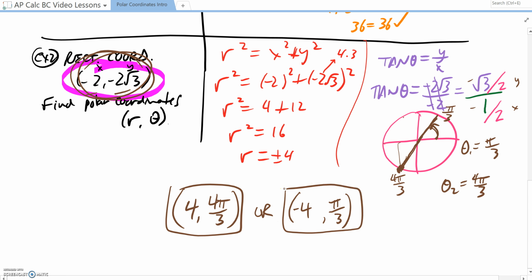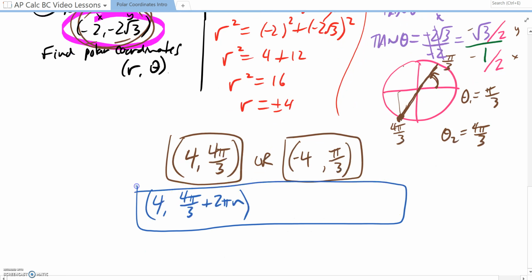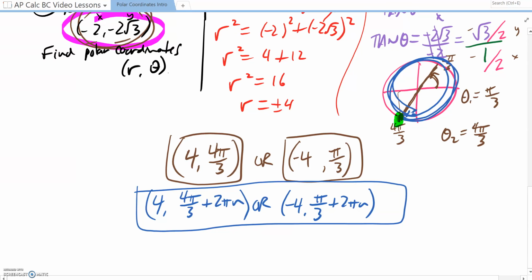In fact, there are lots of different answers. Let me go ahead and rewrite this as 4, 4 pi over 3 plus 2 pi n, if you remember that old trick that we used to pull to get all of the possible angles. And then over here we could use -4, pi over 3 plus 2 pi n. Same concept. And what we mean by that plus 2 pi n is, you could be here, but you could add 2 pi and be back, and add 2 pi and be right back at the same place, and add 2 pi and be back at that same place. As long as we are landing here somehow, some way, it's fair game.